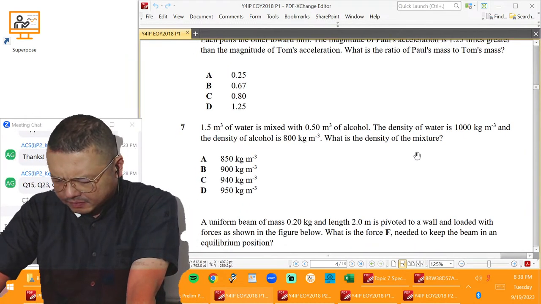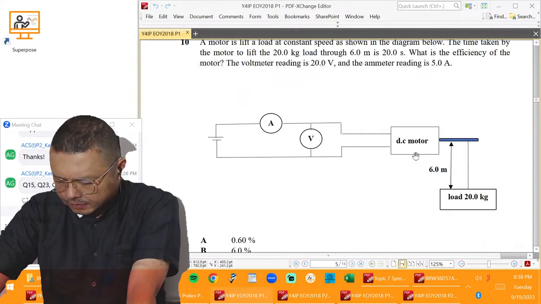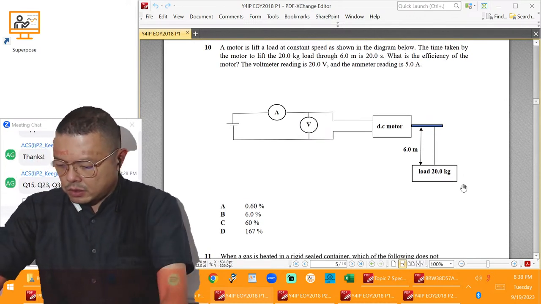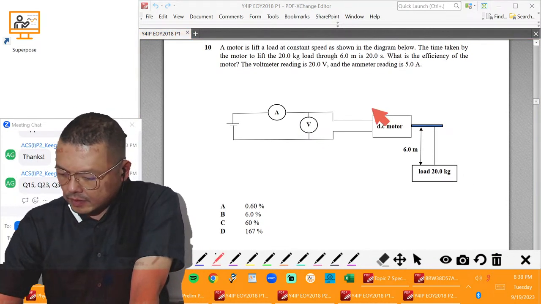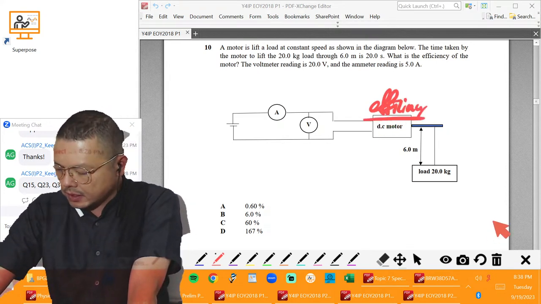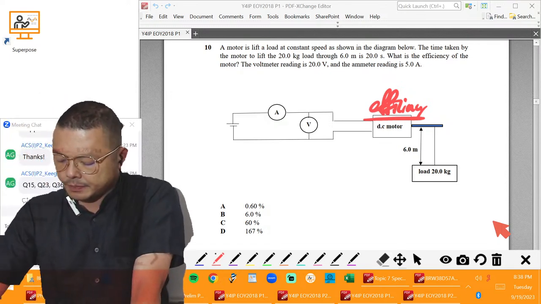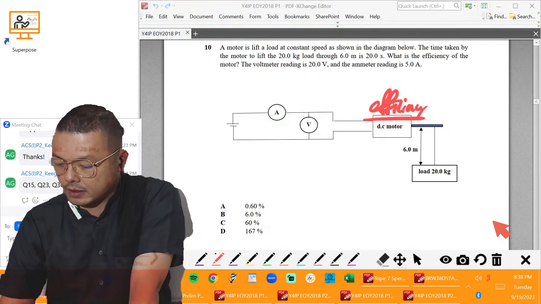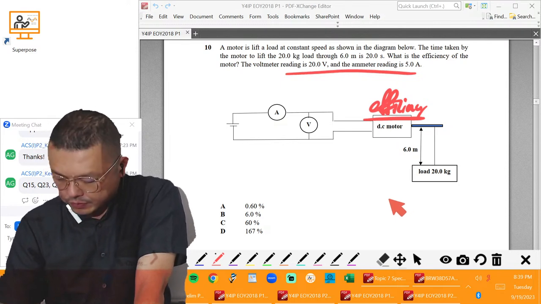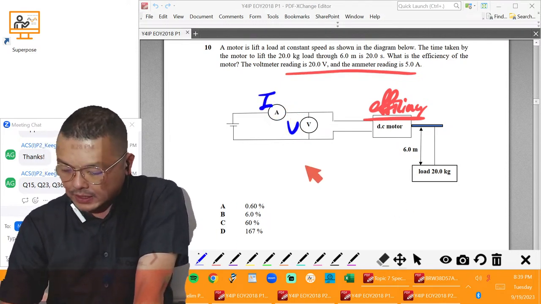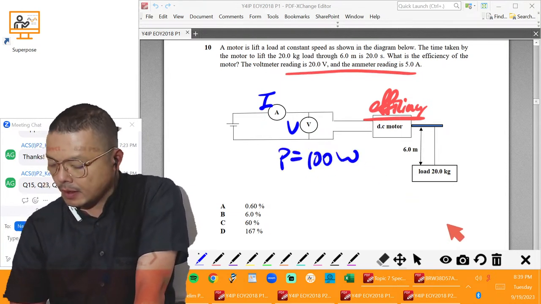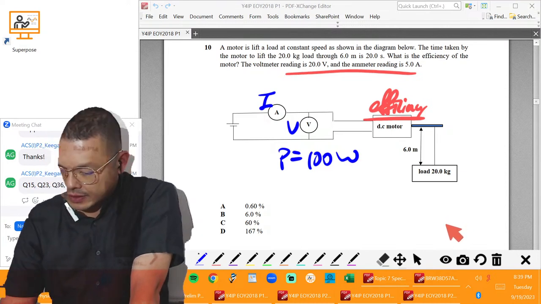Okay, what's the next one? 10. Okay. So, they're asking you for the efficiency of this DC motor. Efficiency of this motor. You understand this? Okay, efficiency. So, you need to understand how to find the input of the DC motor. If you have V and you have I, what does it give you? Power. What's the power? 100 watts. But that's not the amount of energy that you are given, right?